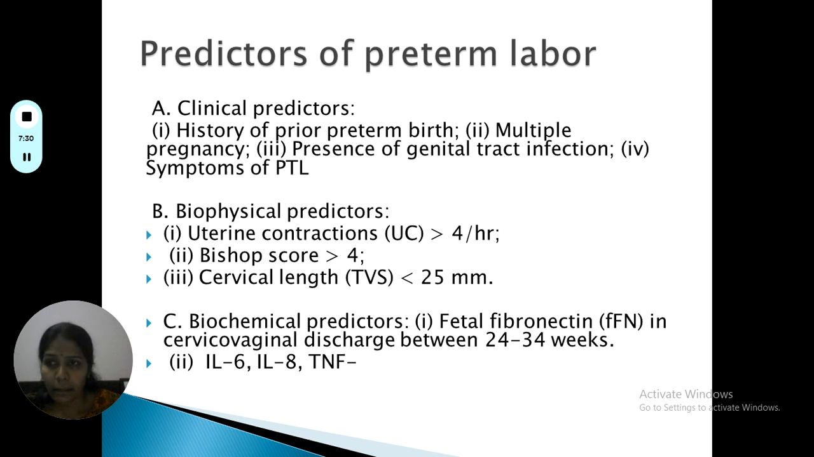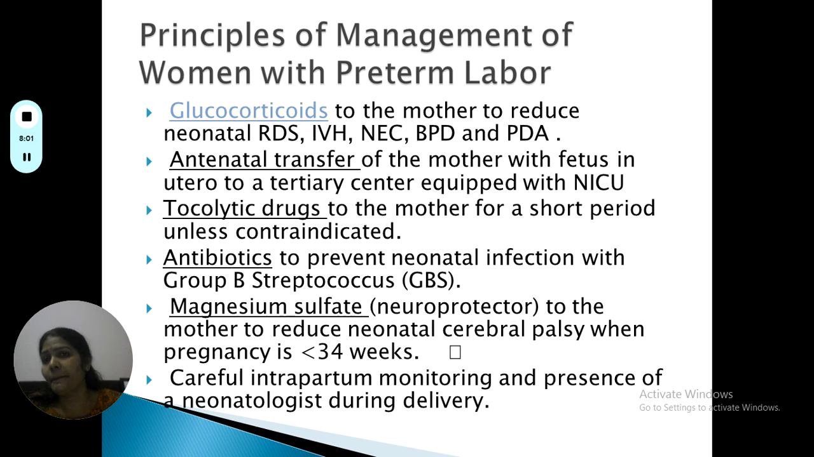Then we have the biochemical predictors, that is the fetal fibronectin in cervicovaginal discharge present between 24 and 34 weeks of gestation. So this should be absent normally, but in cases of preterm labor, the fetal fibronectin is detected in the cervicovaginal discharge. That itself can indicate that the patient is at risk of preterm labor. And we can also find interleukin 6, 8 and TNF. So these are the predictors of preterm labor.